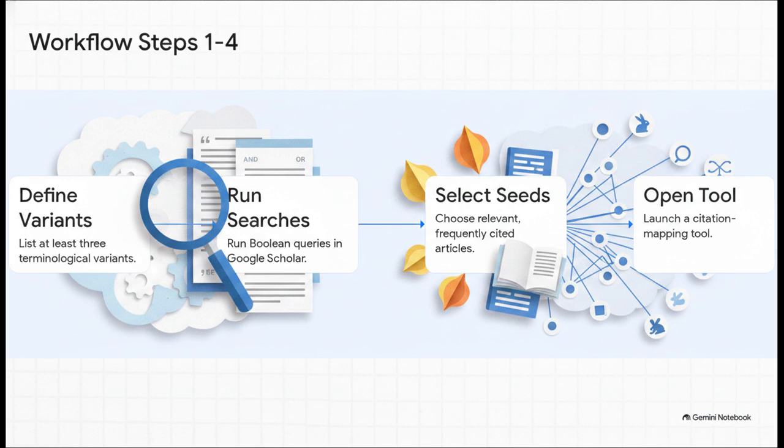Step 2, run your precise Boolean queries in Google Scholar using your ands, your ors, and your quotation marks, and definitely record those hit counts. Step 3, from those results, select 2 to 3 highly relevant, frequently cited seed articles. And Step 4, take those seeds and open up your citation mapping tool, whether that's ResearchRabbit or Connected Papers.